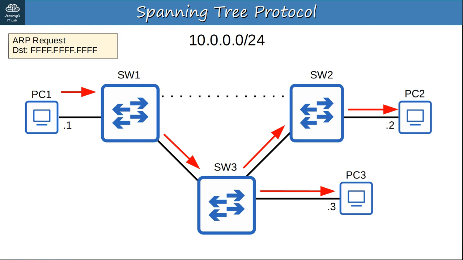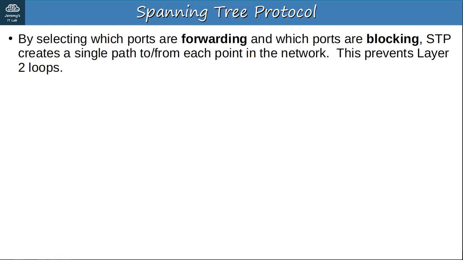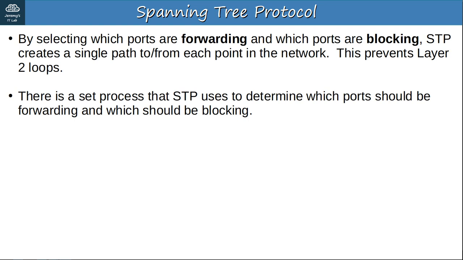Now let's go a little deeper into how spanning tree protocol works. By selecting which ports are forwarding and which ports are blocking, STP creates a single path to and from each point in the network. This prevents layer 2 loops. There is a set process that STP uses to determine which ports should be forwarding and which should be blocking. That process is what we will cover next.